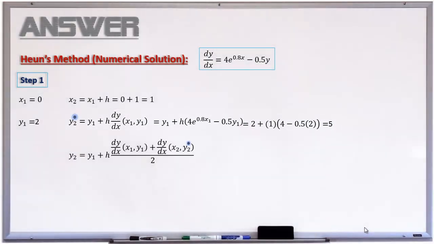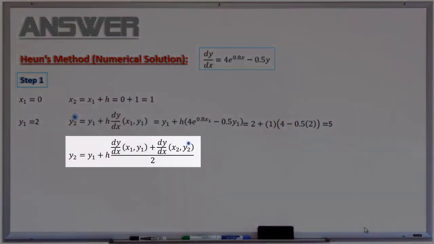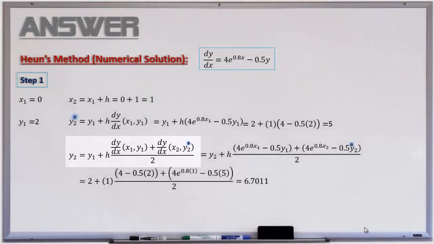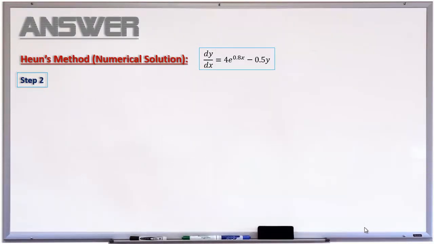So y2 from Heun's method is simply equal to y1 plus the step size times the average of the derivative evaluated at x1 and y1 and evaluated at x2, y2. And by doing this, we get the value of y2 as shown on the screen. On step 2, we do the same.